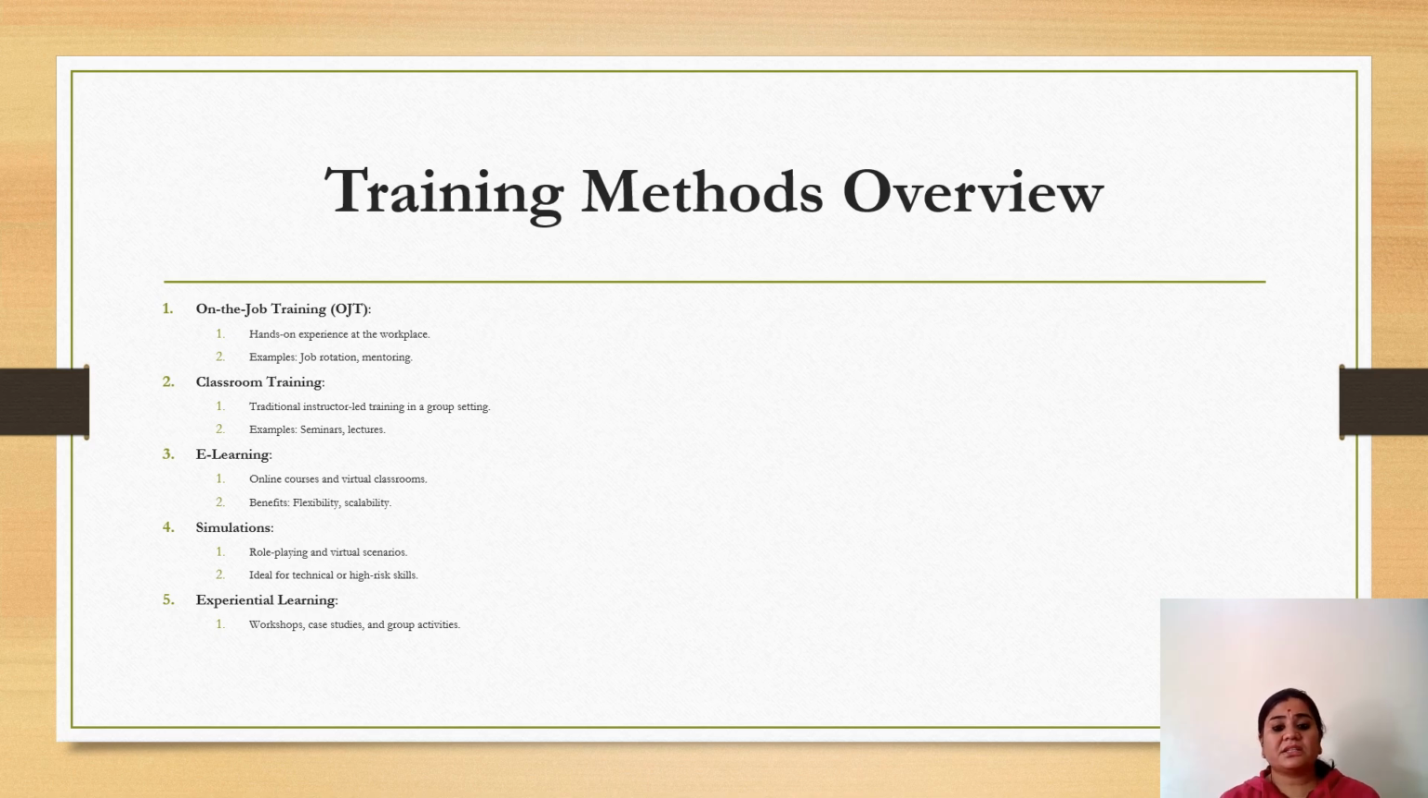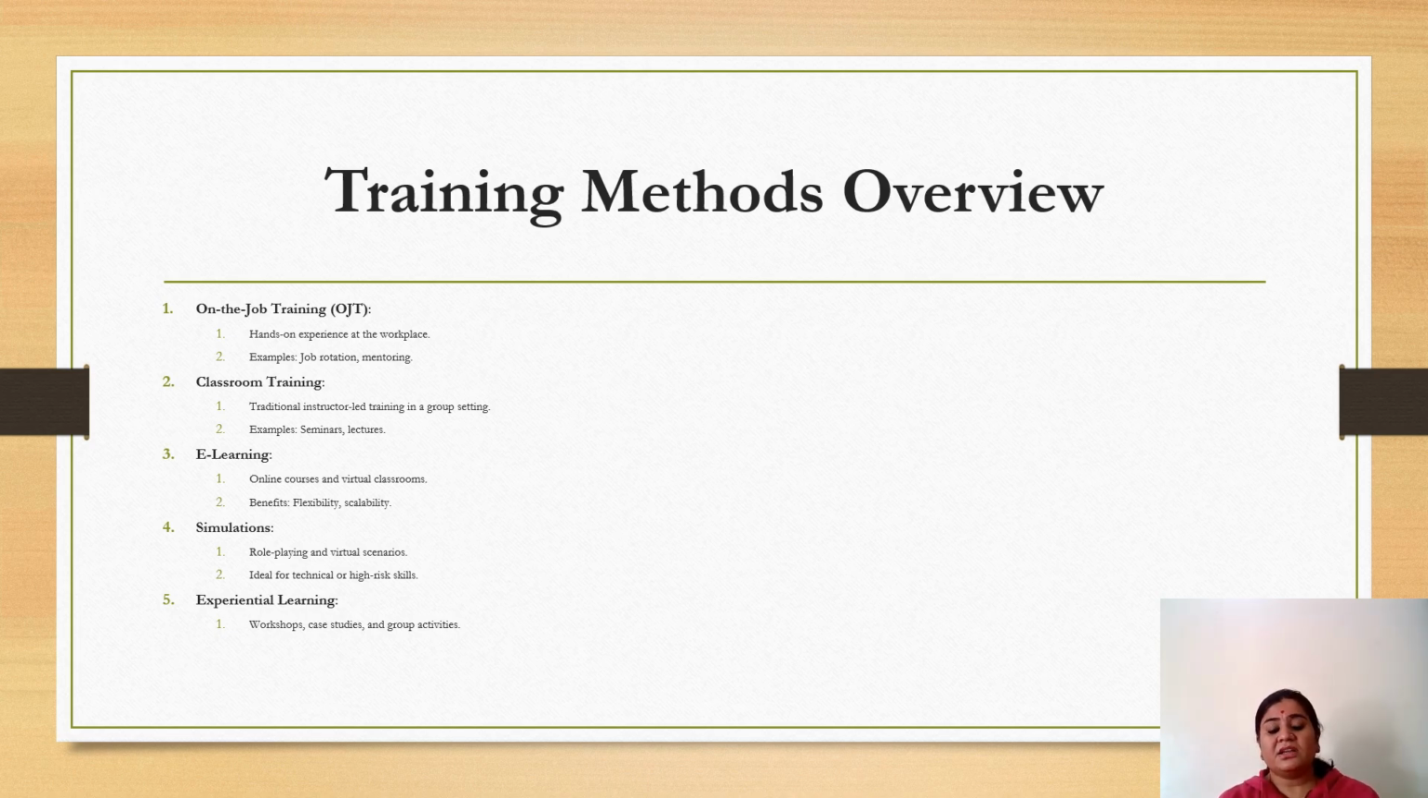The second one is classroom training. These are basically traditional and instructor-led training that occur in a group setting. Examples are seminar, lecture, workshop. Then we have e-learning. In this we can include online courses and virtual classrooms that allow employee to learn at their own pace. As everybody knows its benefit, it is very much flexible, scalable, and accessible.